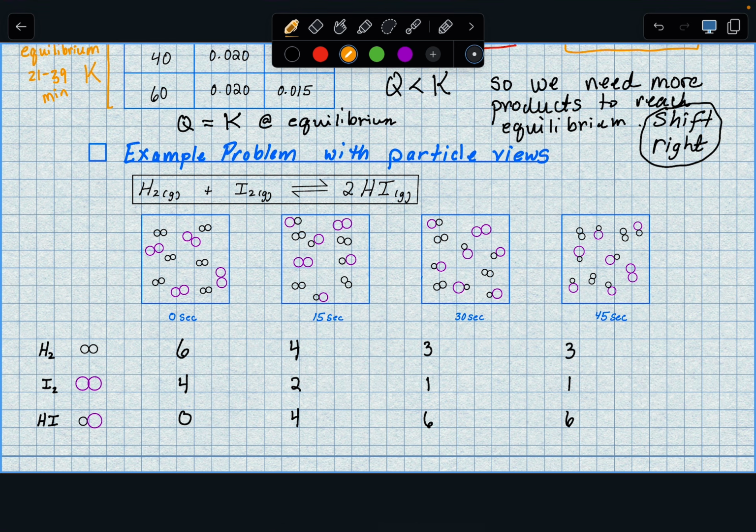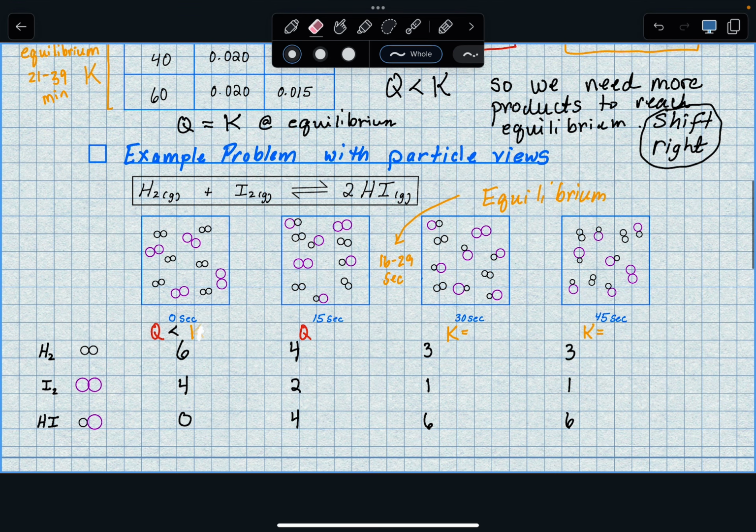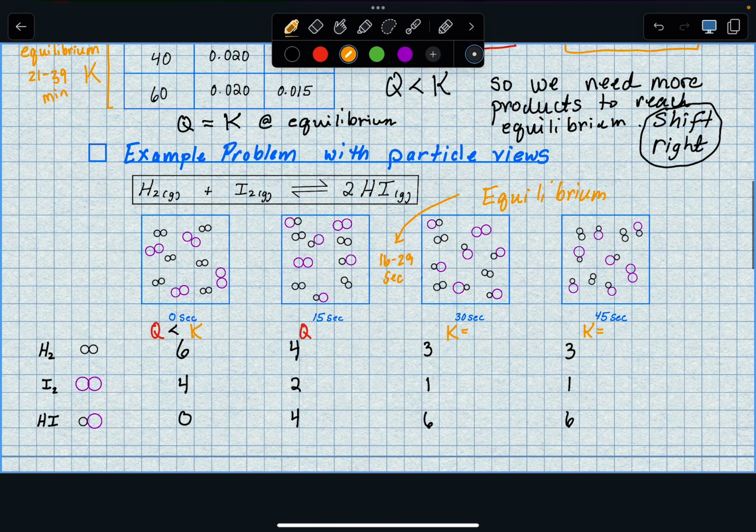So using orange again, we have reached equilibrium between here and here. We actually reached equilibrium somewhere between the 16 to 29 seconds. This one's in seconds. And then we've maintained equilibrium as we've gone to the other ones. So what we're going to do is say this is a K value and this is a K value. And then all of these are going to be Qs. And the first one's the easiest one. Q is less than K because we don't even have any products. So we don't need to calculate the Q there. We know we need to make products.